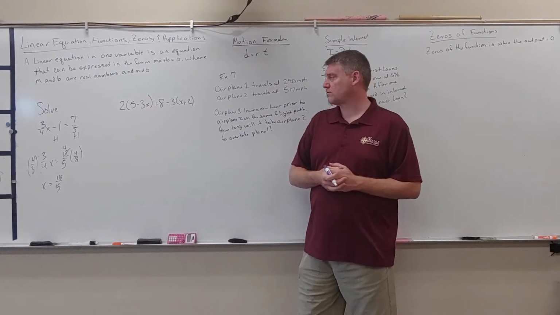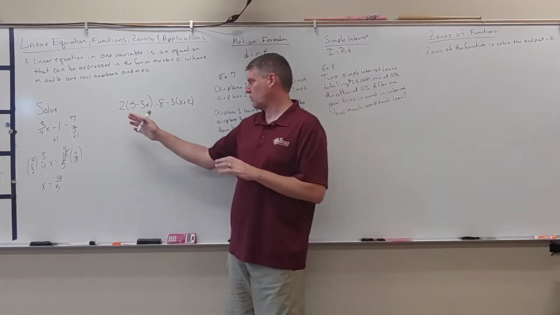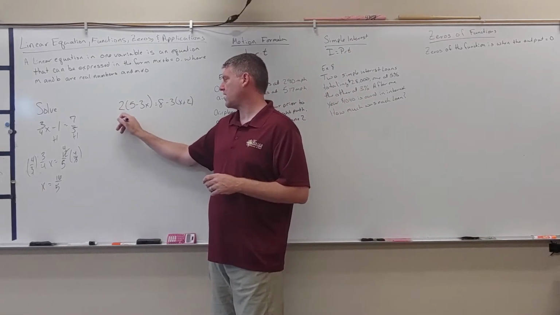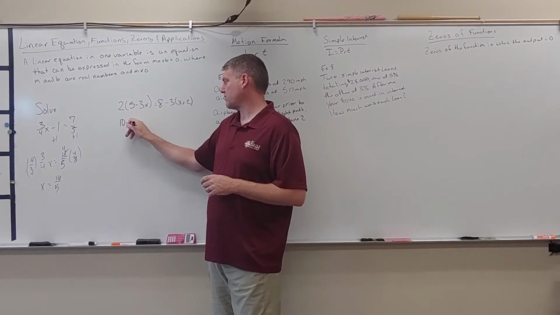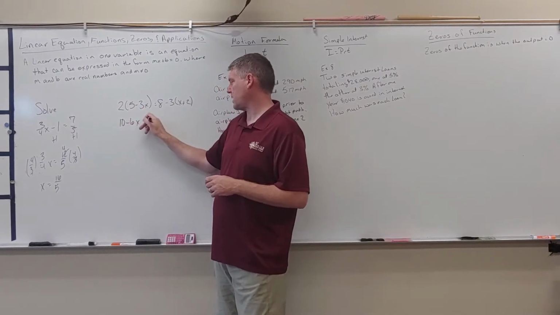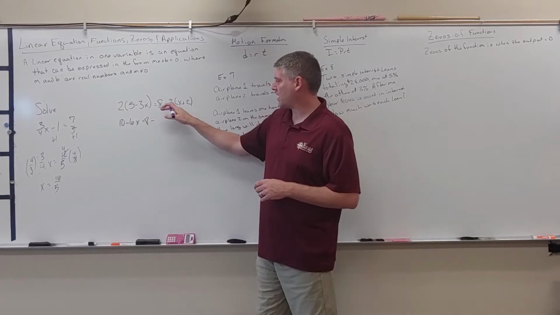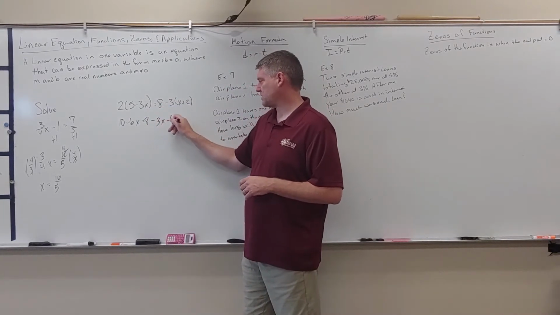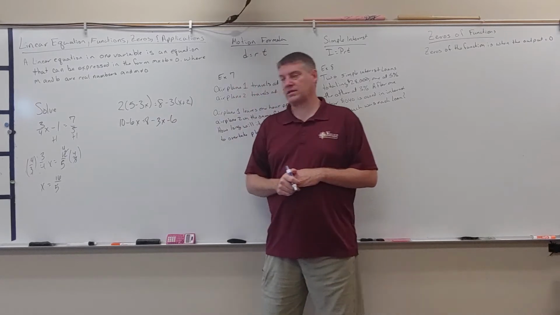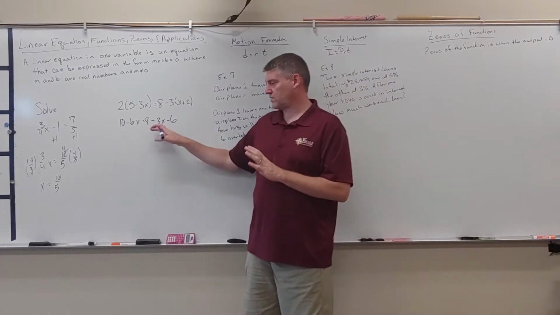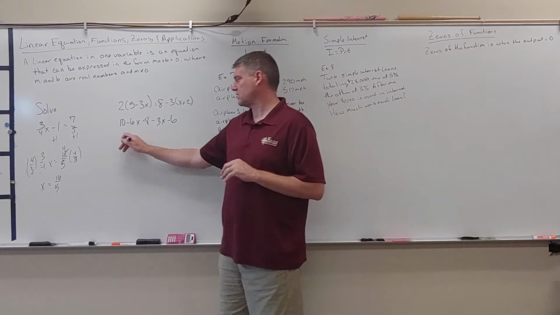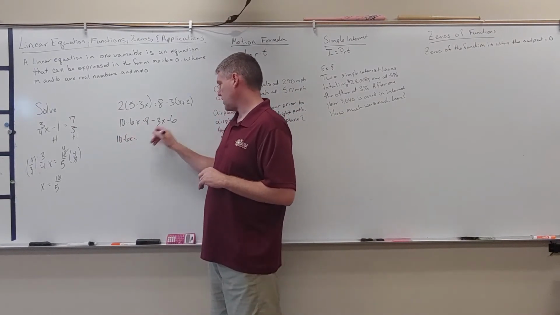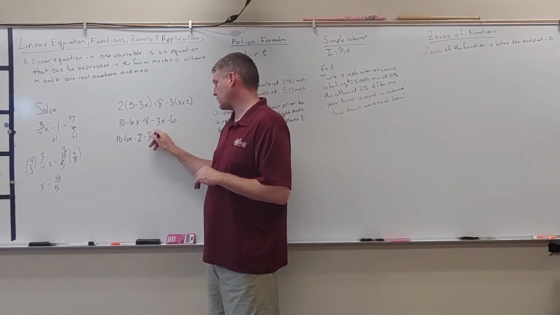On this one, we have a little bit more. We have some distribution problems. And so what we're going to do is distribute first. So 2 times 5 is 10. 2 times -3x is -6x, equals 8 minus 3 times x is -3x, minus 6. And so I'm going to simplify each side just a little bit more. So 10 minus 6x equals, here I have 2 minus 3x.